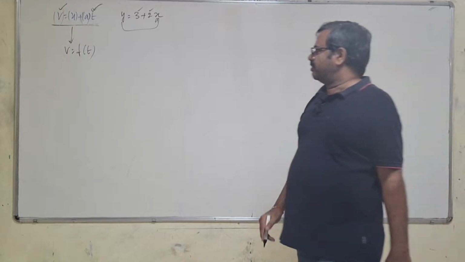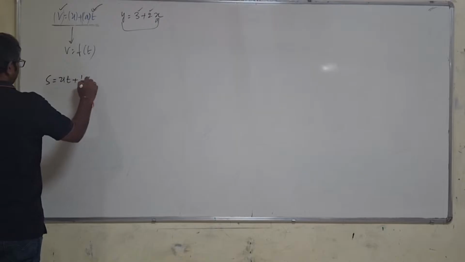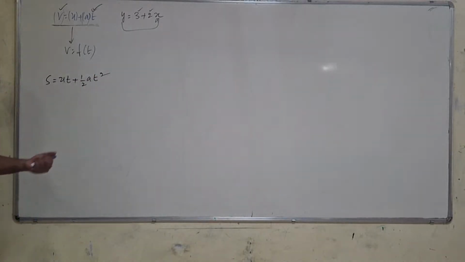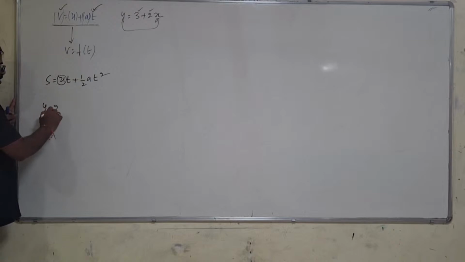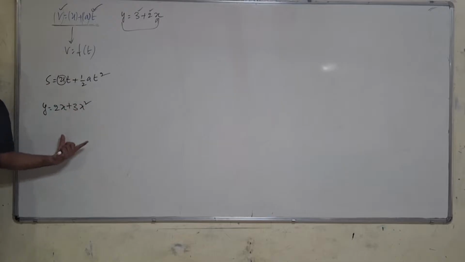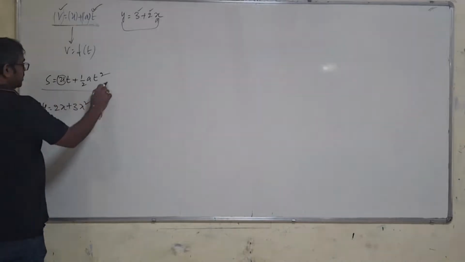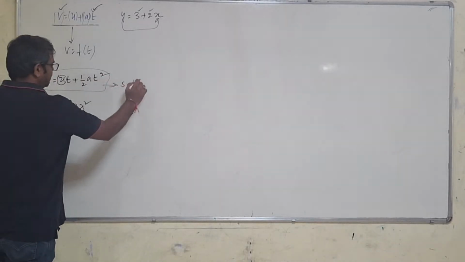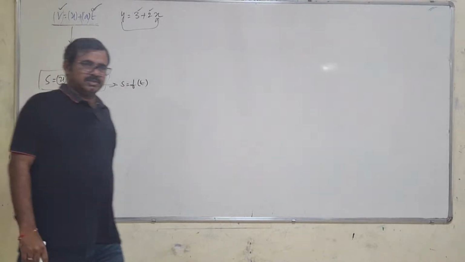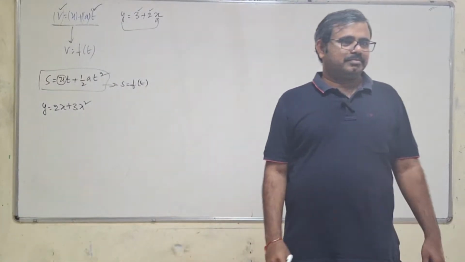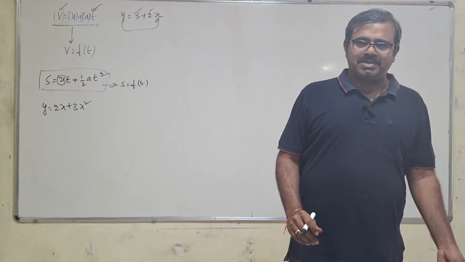Like this, there are a few other equations. Displacement of a body moving in a straight line with uniform acceleration. It's a quadratic function. Isn't it a quadratic equation? U and A are constants. So this looks like y is equal to 2x plus 3x square. Isn't it similar to this equation? Right? So here, what does this equation say? This equation says displacement of a body varies with time.